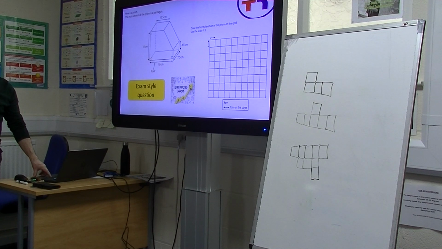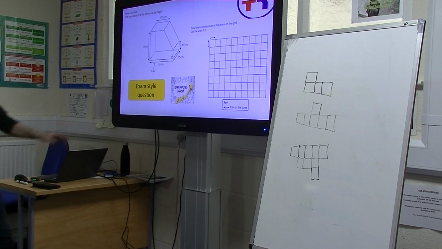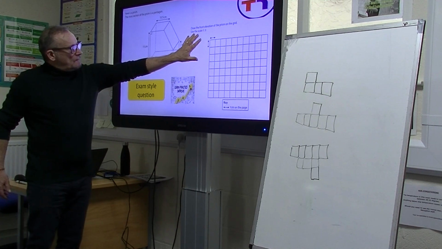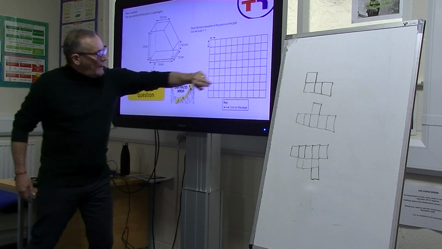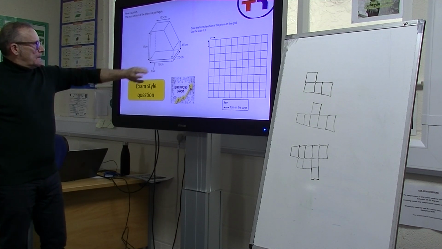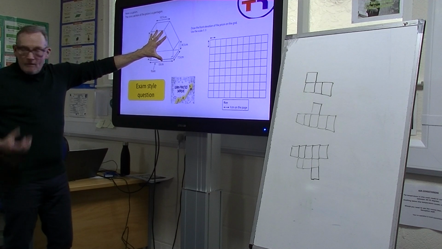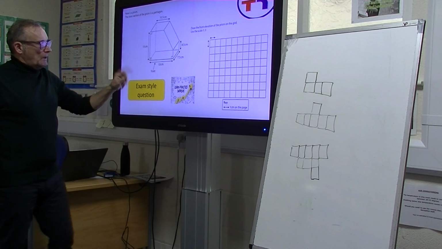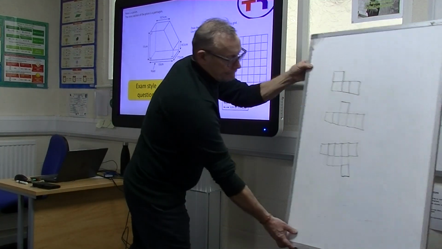And it doesn't matter what kind of shape you get. If you get that shape, it's the same kind of thing. They've added a little bit extra in here. It's an exam style question. It says draw the front elevation of the prism on the grid, that grid there, using the scale of 1 to 3. So basically, we're making that 3 times smaller. So I'm going to do the drawing. You're going to tell me what to draw.